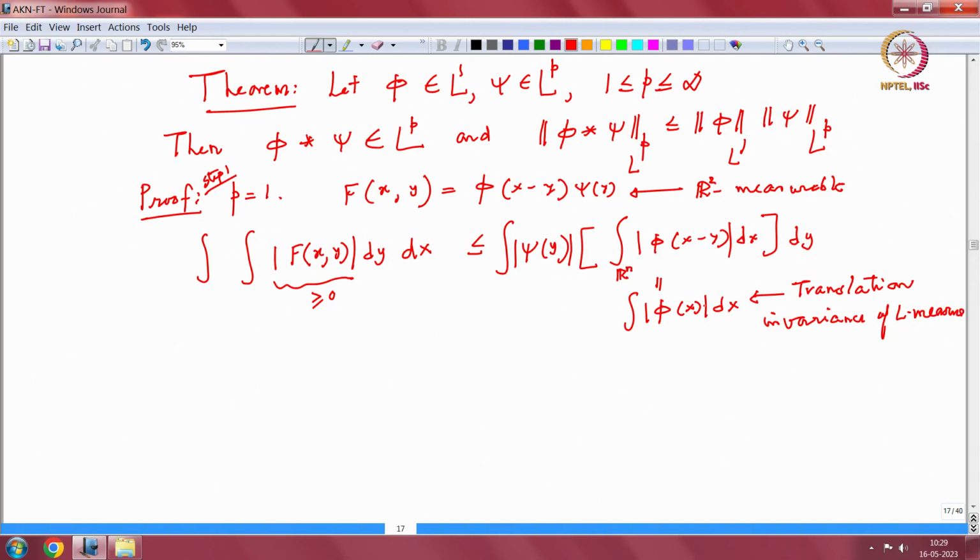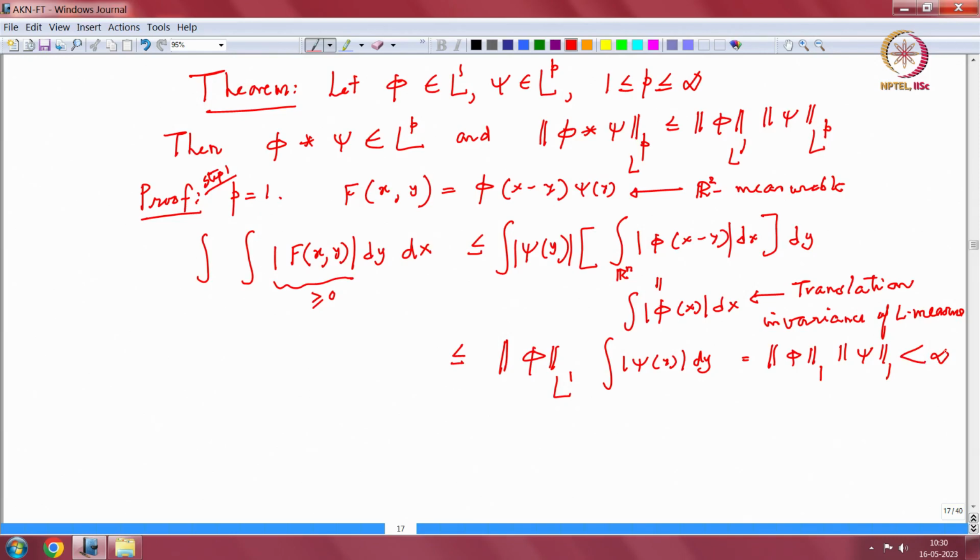So, once it is done, these are two separate integrals, so you can take this out. And this is nothing but the norm of phi in L1, and then you have the integral of modulus of psi of y dy over Rn, and this is the norm of psi in L1, because p equal to 1. Phi is in L1, psi is in L1, so this is finite.